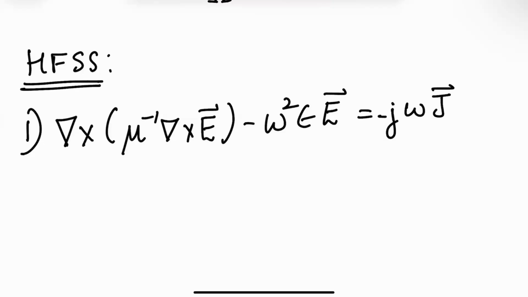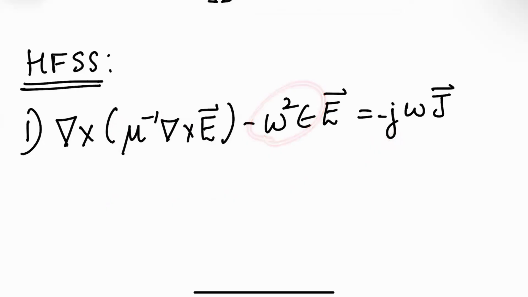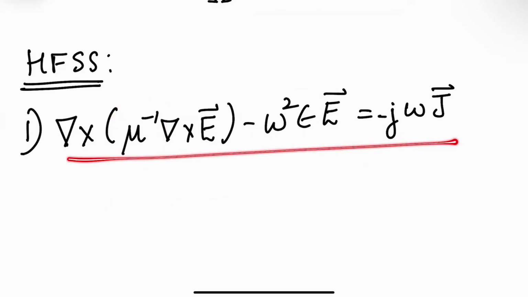You have your source function on the right, and you can't pull this out unless you have a homogeneous medium. If it's not homogeneous, then this has to stay inside. If you can pull it out, of course, you can take it to the other side, and this becomes your k square and so on. But in an inhomogeneous medium, you can't do that, and HFSS of course deals with inhomogeneous media. You have to keep this operator like this.